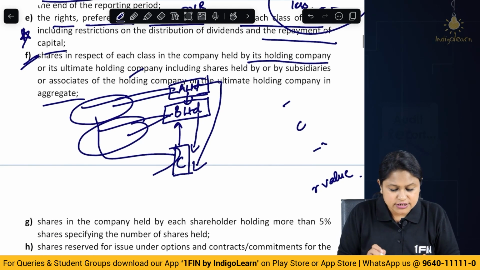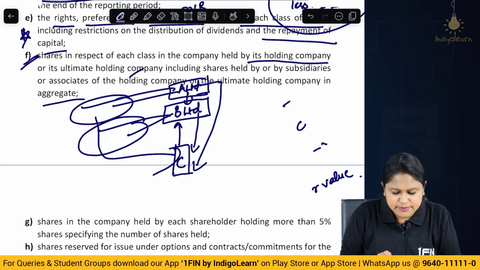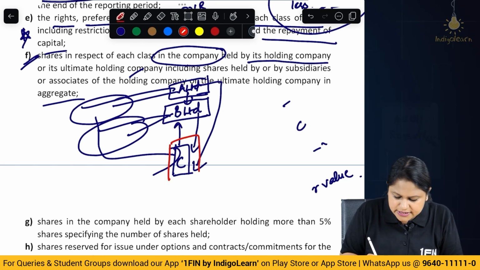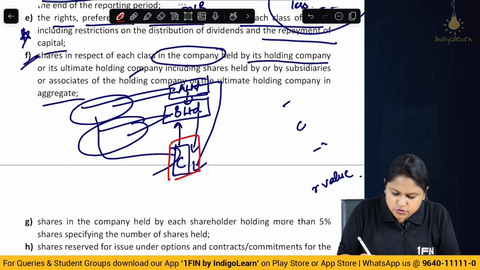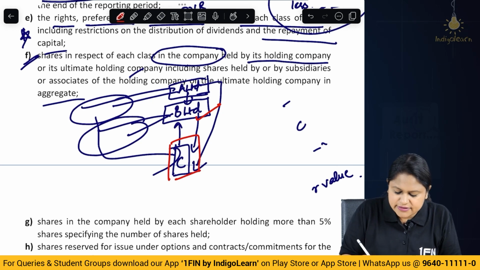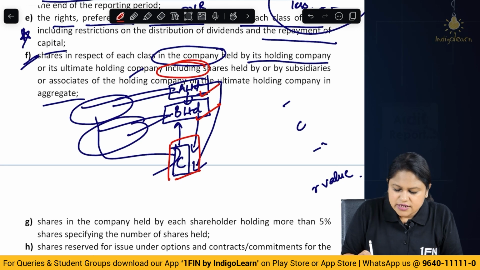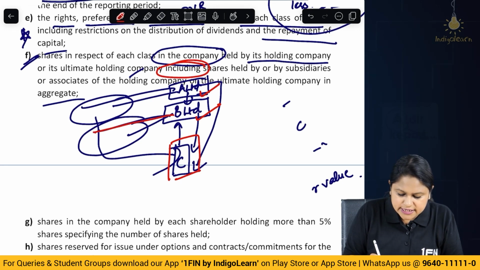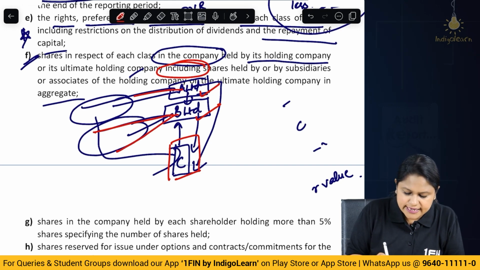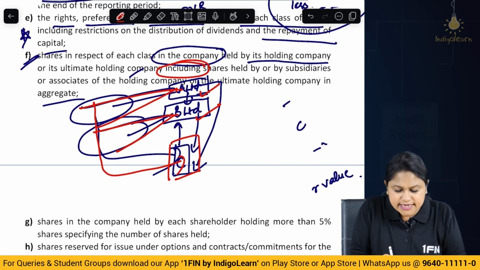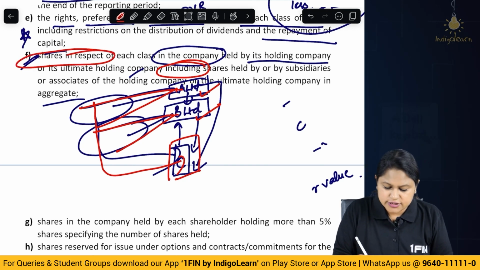So if you look at the wording here, shares in respect of each class in the company held by its holding company and its ultimate holding company. The company whose audit we are doing is C. Its holding company is B, and its ultimate holding company, which I have taken as the example, is A Limited. Shares held by, including, shares held by subsidiaries or associates of the holding company. So the holding company is B, so B's subsidiaries, B's associates, and the ultimate holding company A's subsidiaries and A's associates, whatever these are also holding in C. For all of that, how many they are holding, we have to look into that. So that disclosure also has to be given.